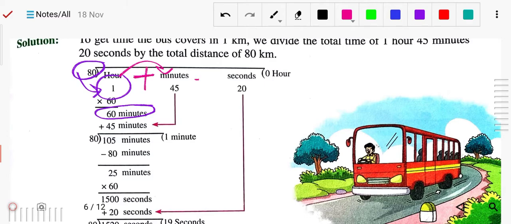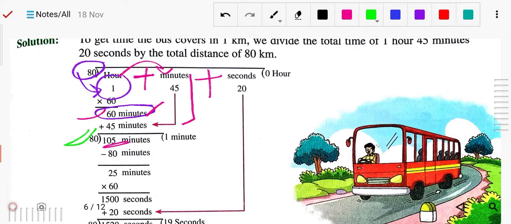Here, as I told you, the given time is 1 hour 45 minutes 20 seconds. If you have to convert it into seconds, what will you do? First of all, you have to write 1 hour plus 45 minutes plus 20 seconds in plus form. Then we convert. We have already solved this type of question in the previous exercises. Here 1 hour we will not be able to divide, so this hour is changed to minutes. Now this 60 minutes and 45 minutes, both we add. Now you will get 105. Now this 105 you can divide by 80.